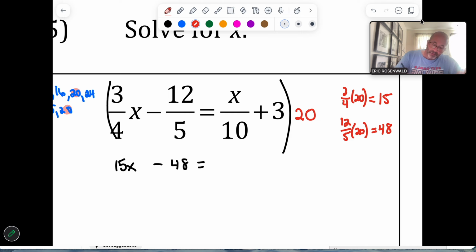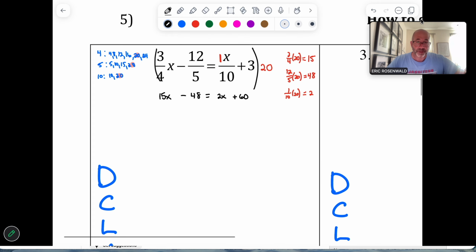And then when I have x over 10, which is really 1 over 10 times 20, this is going to turn to 20 divided by 10, which is just 2. So I have 2x. And then 3 times 20 is going to give me 60. Now my fractions are gone. Now I can just work with some nice clean numbers and go back and do my normal algebra stuff.